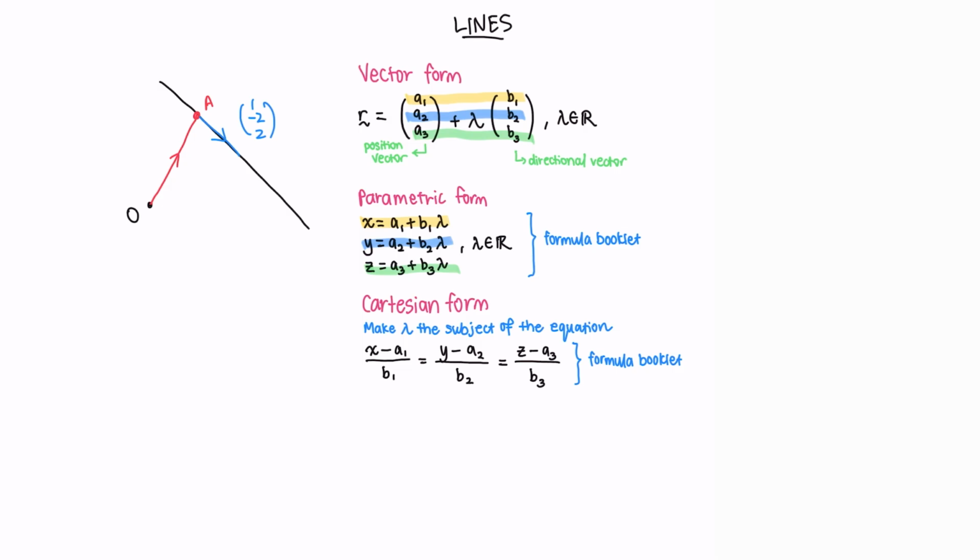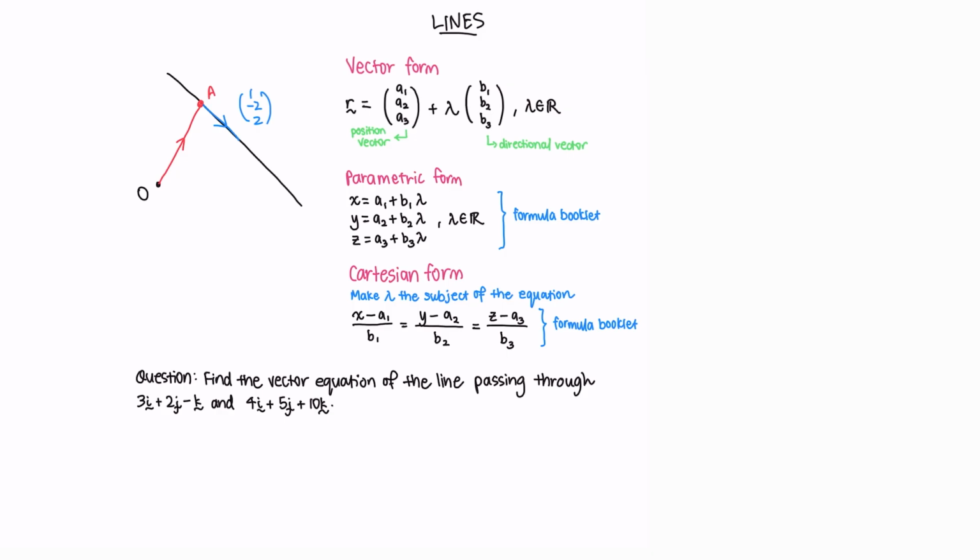Seems simple enough. And for the conversion from parametric to Cartesian form, what you want to do is make lambda the subject of the equation. So in this case, if we make lambda the subject of the equation, we'll get lambda equals (x minus a1) over b1. That's what we have over here. Over here, we have (y minus a2) over b2, and we equate it over here, and same for z. So all of this will be equal to lambda. But usually, we don't write the lambda. What we'll write is just this over here.